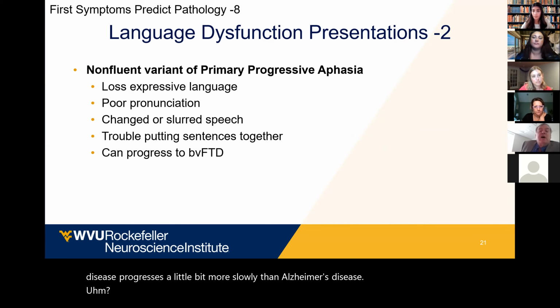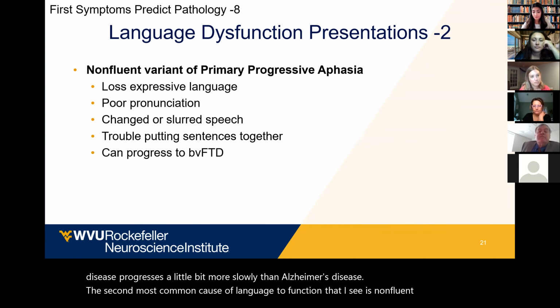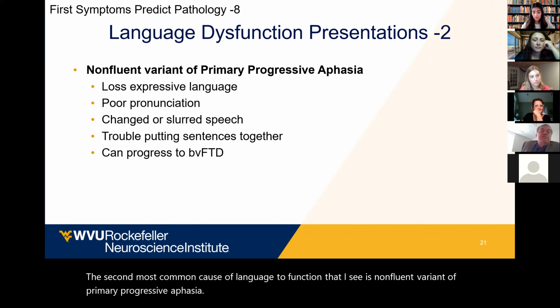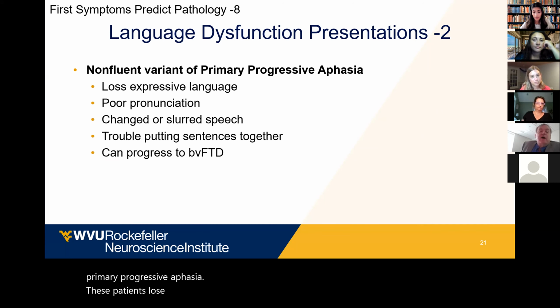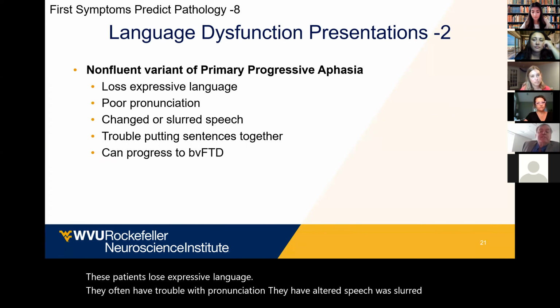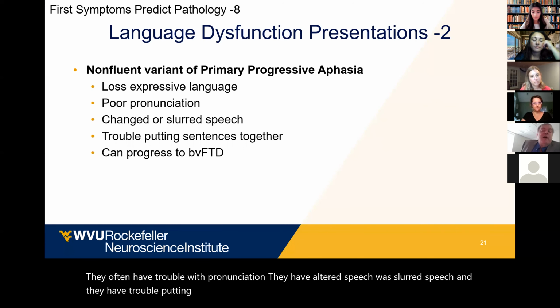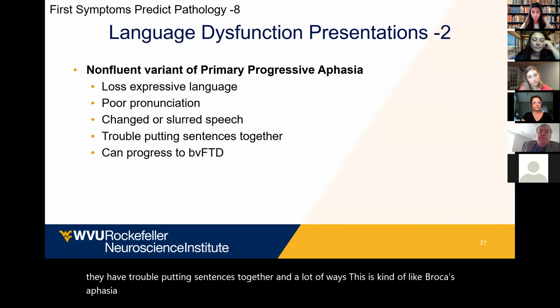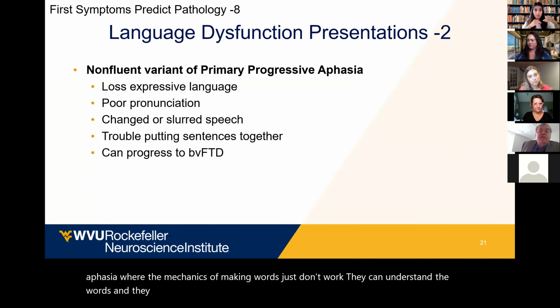The second most common cause of language dysfunction that I see is non-fluent variant of primary progressive aphasia. These patients lose expressive language. They often have trouble with pronunciation. They have altered speech with slurred speech, and they have trouble putting sentences together. In a lot of ways, this is kind of like Broca's aphasia, where the mechanics of making words just don't work. They can understand the words and they can visualize them and even write them, but they just can't do the mechanics of it.